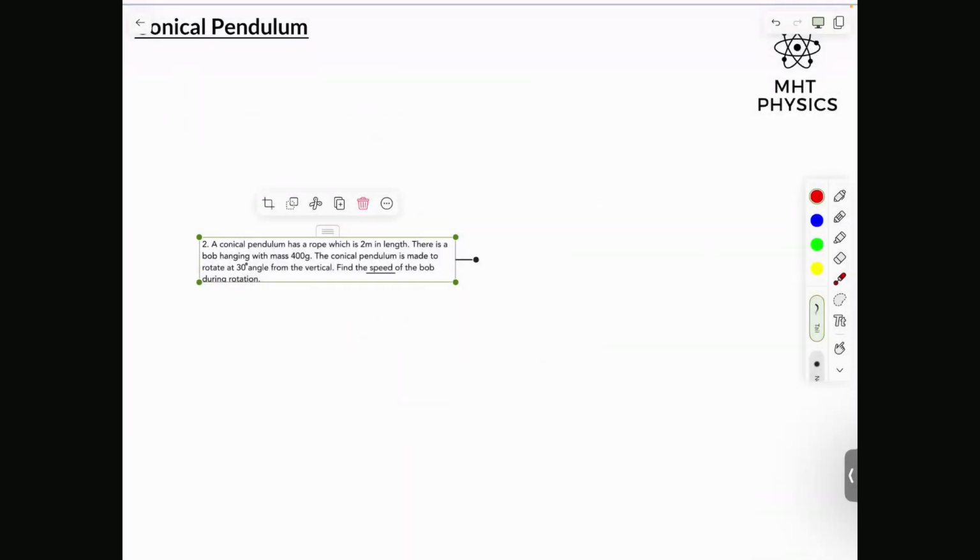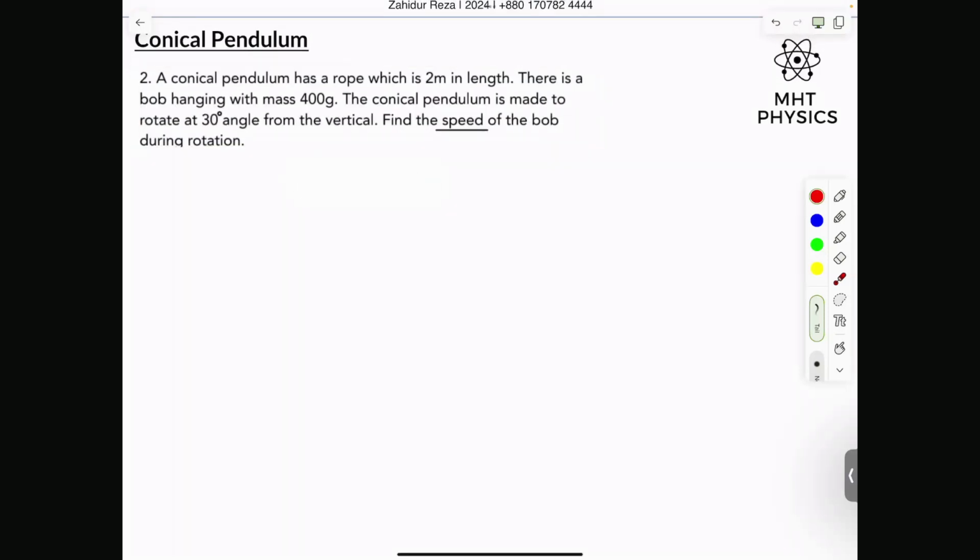This is a question that's there in your past paper, okay? The question says a conical pendulum has a rope of 2 meters in length. There is a ball hanging from it with a mass of 400 grams. The conical pendulum is made to rotate at a 30-degree angle from the vertical. Find the speed of the bob during rotation. Now, the problem here is that the circular motion part is actually very manageable. But how to get to that point of circular motion, that's complicated. It requires mechanics that might be even AS level complicated.